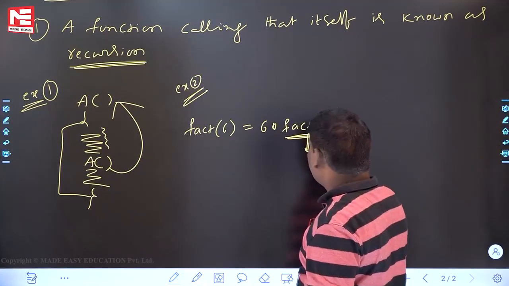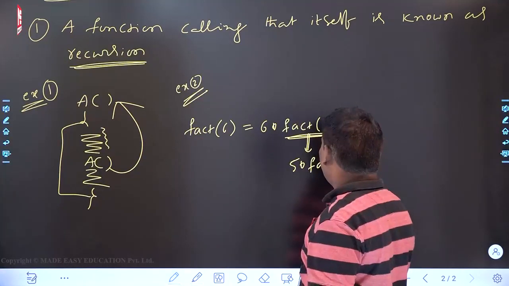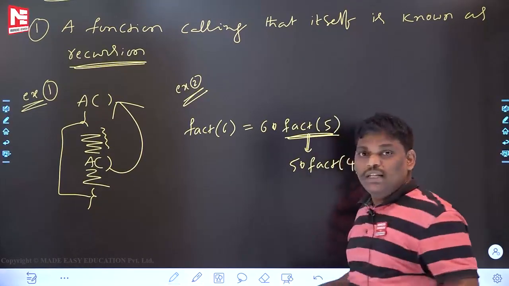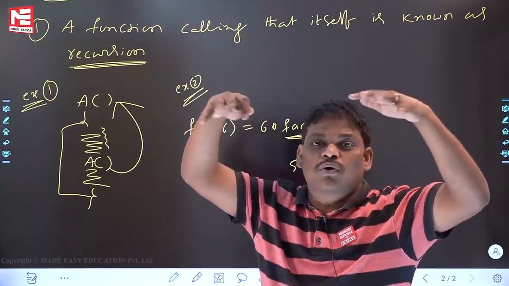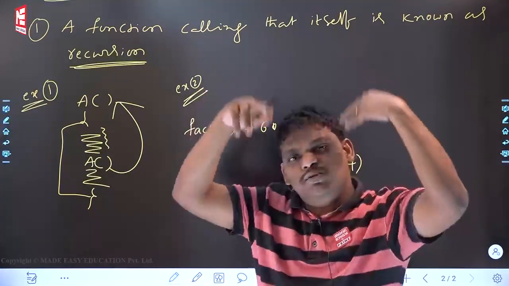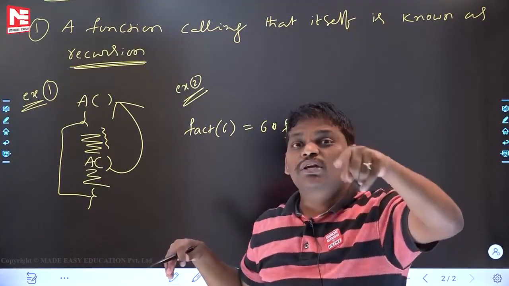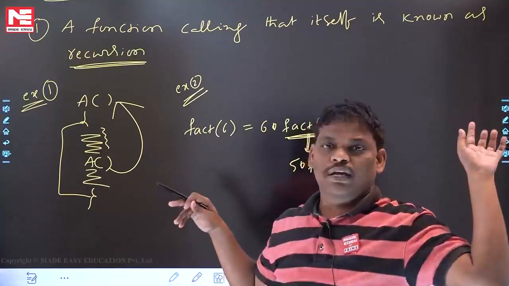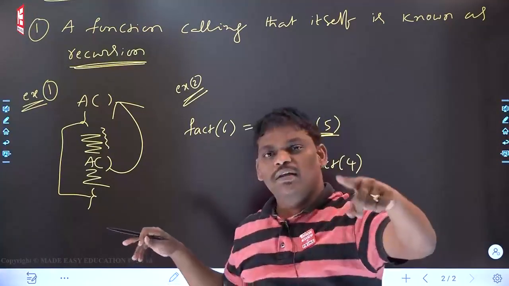What is the answer? Continue the same story. What is the meaning? 5 into factorial of 4. Just continue like this. That is the meaning of recursion. Do the same story again and again. First place, I don't know. Whatever you have done, next also the same, until the thing which you know will come. If I don't know, continue again.